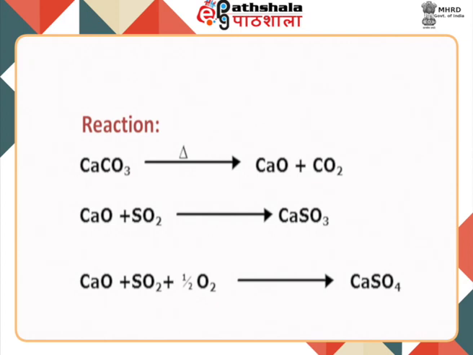CaCO3 on heating gives CaO plus CO2. CaO plus SO2 gives CaSO3. CaO plus SO2 and half O2 gives CaSO4. Though effective in reducing sulfur emissions, the method generates large amounts of sludge for disposal.